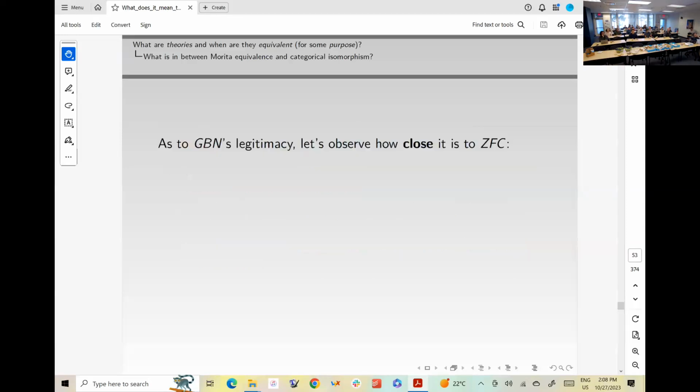As to the legitimacy of this theory, let's observe how close it is to ZFC. The first thing we know is that they're equiconsistent. If you're worried about using really strong theories and whether they could be inconsistent, we don't have great evidence, and we certainly can't prove mathematically that either of these theories is consistent. But if you're happy with ZFC, then you should probably be happy with GBN, and vice versa. So that's one thing we have.